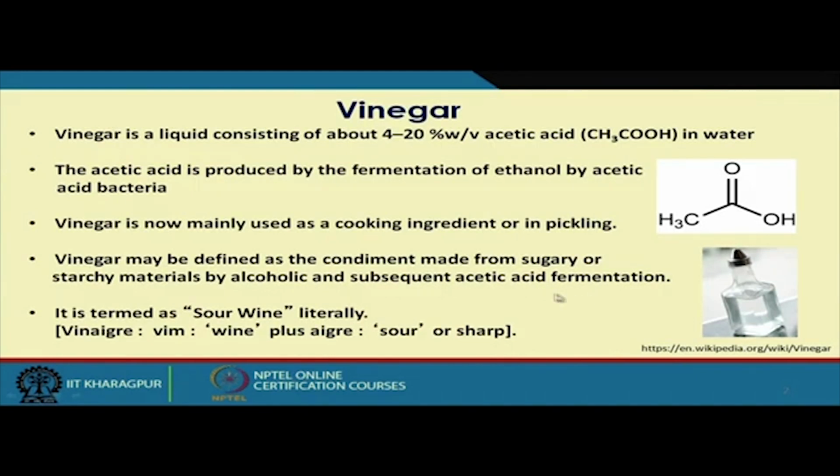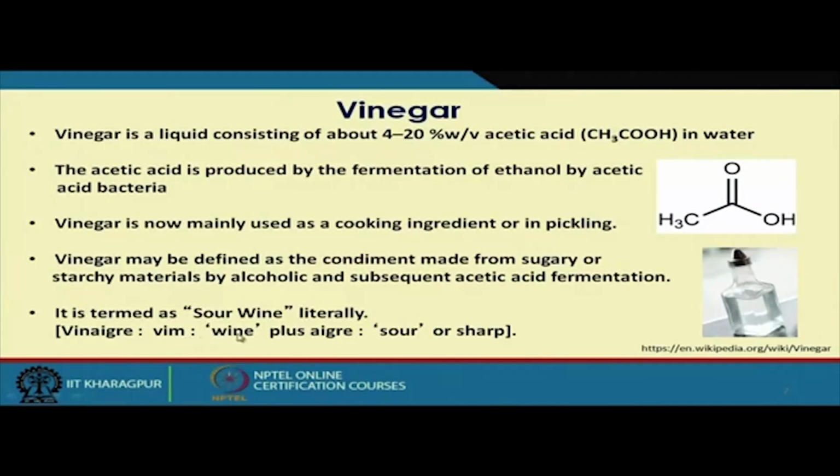Now, the word vinegar has come from this: vin means wine and agar means sour or sharp. That means it is called sour wine. Vinegar is known as sour wine. Sour wine means wine comprises of what? It comprises of alcohol, now ethanol, and this ethanol subsequently undergoes fermentation with the help of acetic acid bacteria. We call it acetic acid. So Acetobacter aceti converts the ethanol to acetic acid. That is why we call it sour wine.